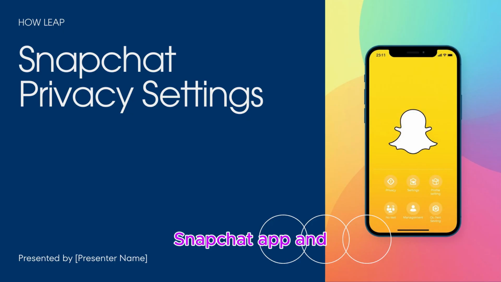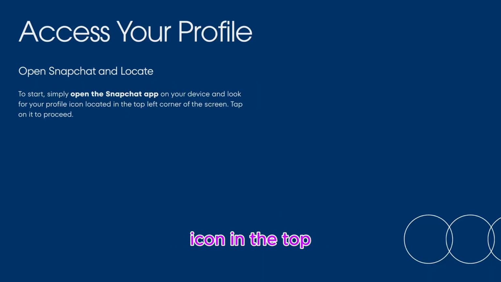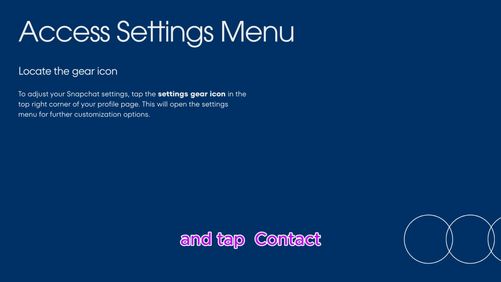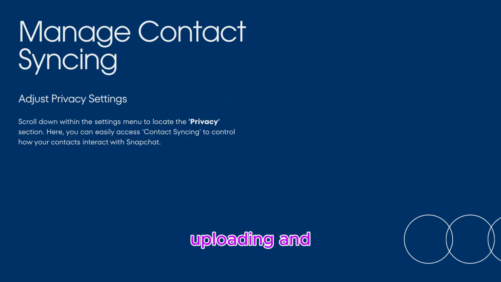Open the Snapchat app and tap your profile icon in the top left. Then tap the settings gear icon in the top right. Scroll down to the privacy section and tap contact syncing. Here, toggle off sync contacts. This stops Snapchat from uploading and comparing your phone's contacts.